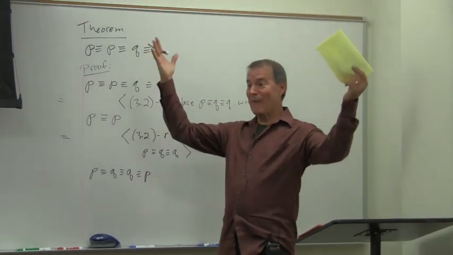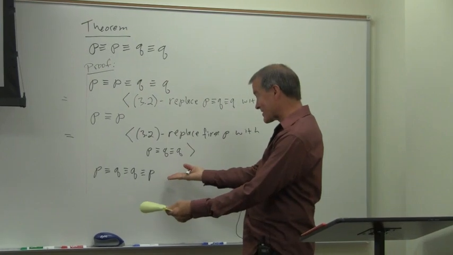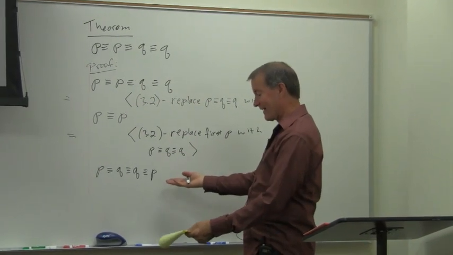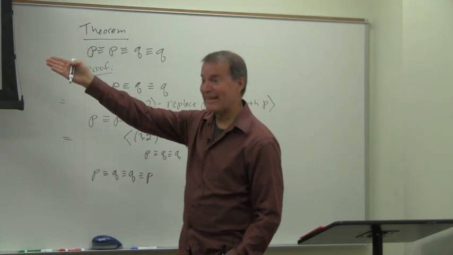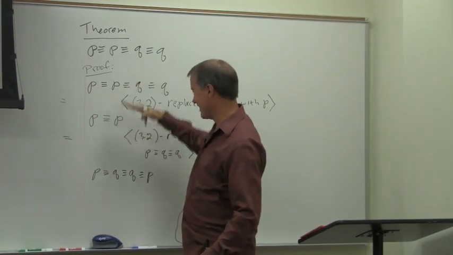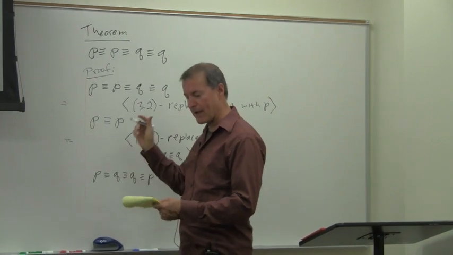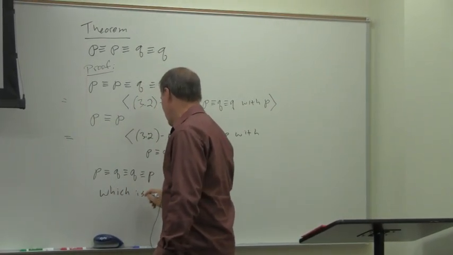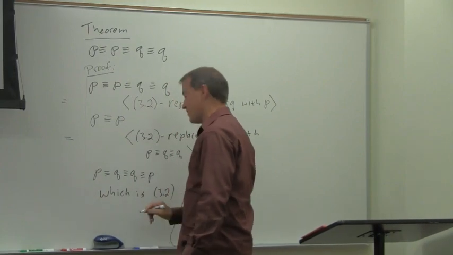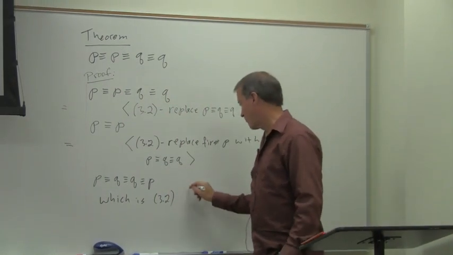But now, what is this? Does this look familiar? Yeah, it's symmetry. Yeah, it is 3.2. So now we have this equal to this. So now we have to cite that. We have to say which is 3.2. End of proof.